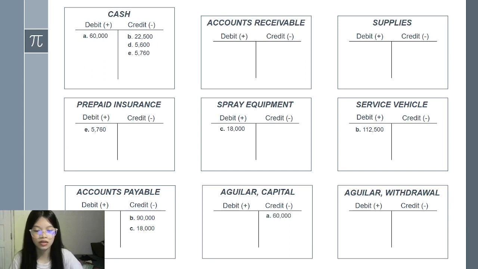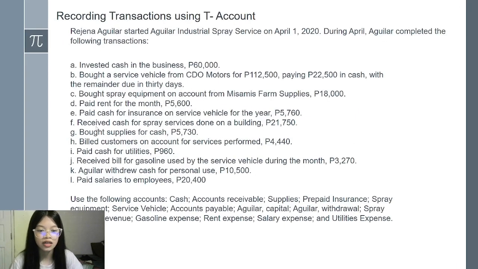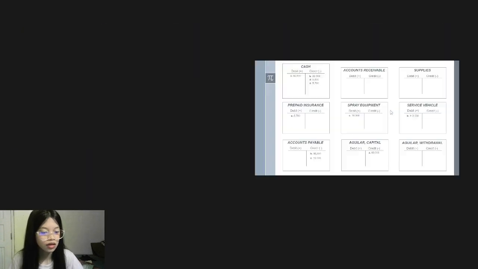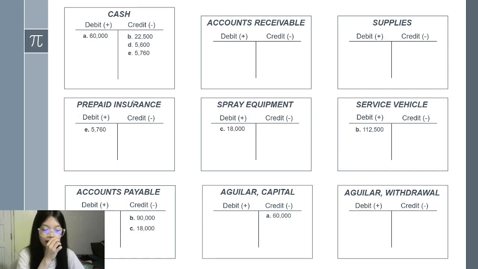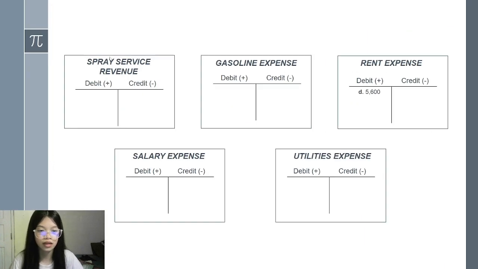So next transaction, letter F, received cash for spray services done on a building, 21,750 pesos. So nakatanggap siya dito ng pera dahil nag-spray service siya sa isang building. So ang entry is increase in assets recorded by a debit to cash kasi nakatanggap siyang pera, and increase in owner's equity recorded by a credit to spray services revenue. Because normal balance of equity is increased in credit side.